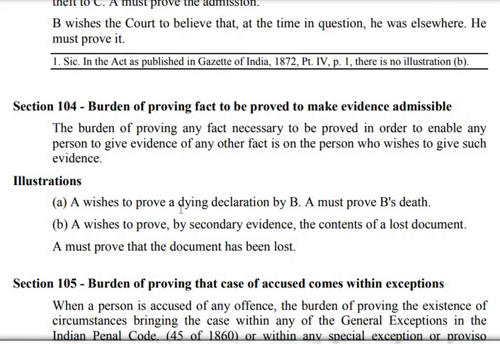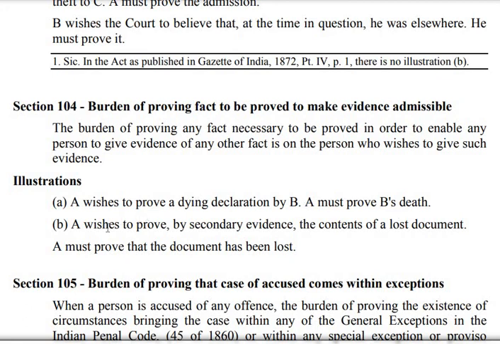A wishes to prove a dying declaration by B. B ने कोई dying declaration दिया. ये कहता है कि मैं इस स्टेटमेंट को प्रूव करना चाहता हूँ. कोर्ट कहती है कि क्यों प्रूव, किस वजह से ये रेलिवेंट है. वो कहता है डाइंग डिक्लेरेशन है. तो कोर्ट पूछेगी पहले ये प्रूव करो कि बी मर गया है, तभी तो रेलिवेंट होगा डाइंग डिक्लेरेशन. A wishes to prove a dying declaration by B. A must prove B's death.